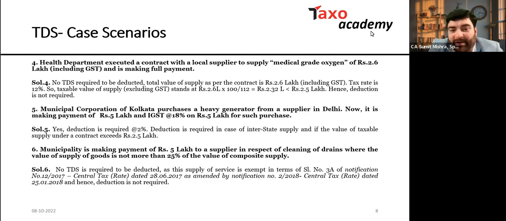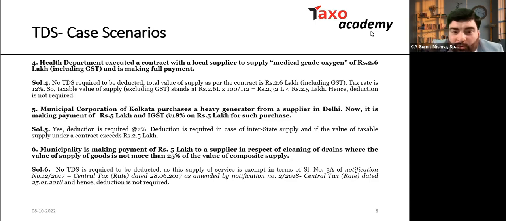Coming to the next point, municipality is making payment of rupees 5 lakh to a supplier in respect of cleaning of drains where the value of supply of goods is not more than 25% of the value of composite supply. So here we will have to check whether the cleaning service of drains is taxable or not. If it is exempted by virtue of any entry in the notification, like 12/2017 is the notification for the exempted services. So in this case, since the entry is exempted by notification number 12/2017, therefore there is no implication.